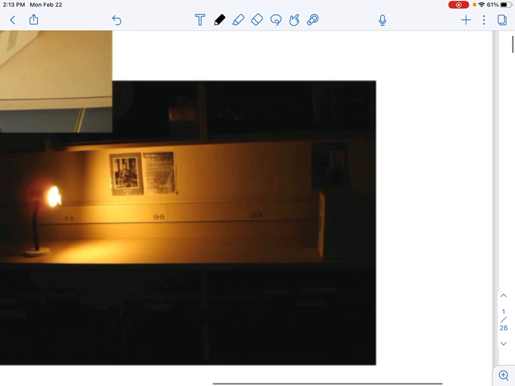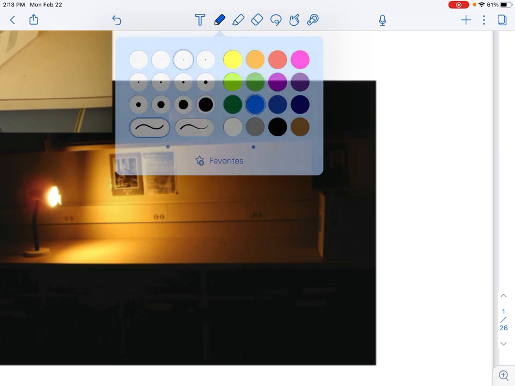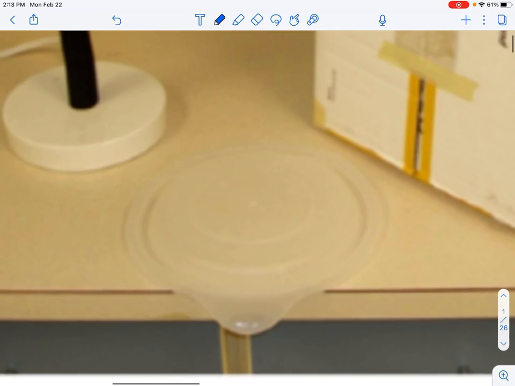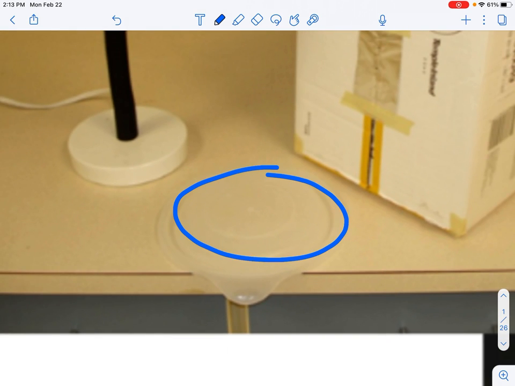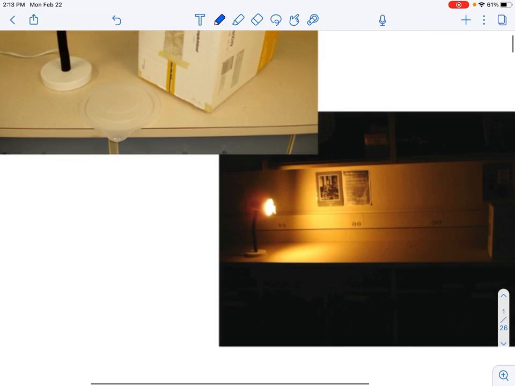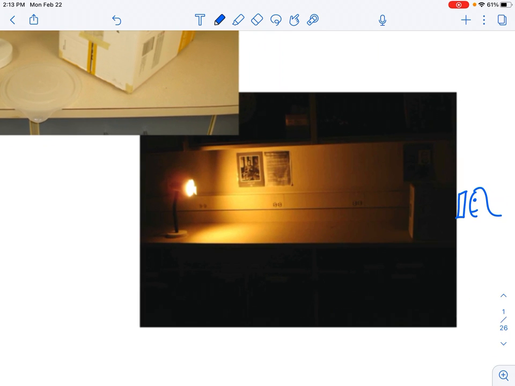So here's a picture of the light aimed at the box, and then I would be over here looking, and I put a translucent screen between me and the box. I actually used, for the translucent screen, this Rubbermaid Tupperware lid thing. So that's what I had going on.